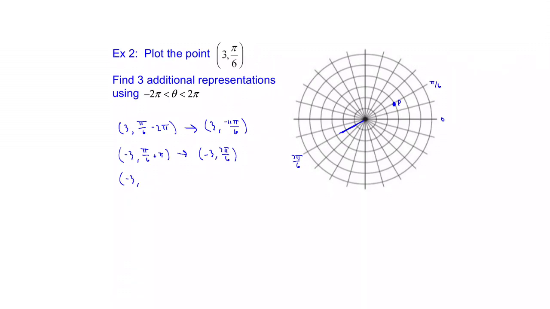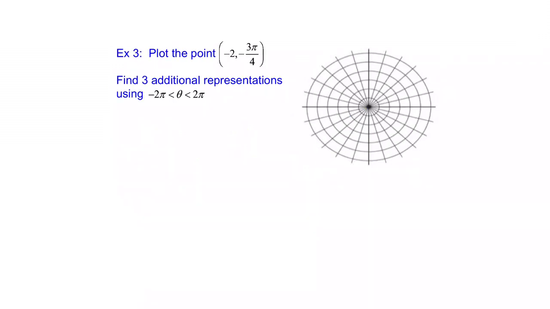And if we need a third representation, we could do the same thing, but if we take pi over 6 and subtract pi, that would give us negative 5 pi over 6. And so those are 3 more additional ways to represent the same exact point, 3 comma pi over 6. So go ahead and pause the video and try to plot the point negative 2 comma negative 3 pi over 4 and give 3 additional representations of that same point where your theta is between negative 2 pi and 2 pi.